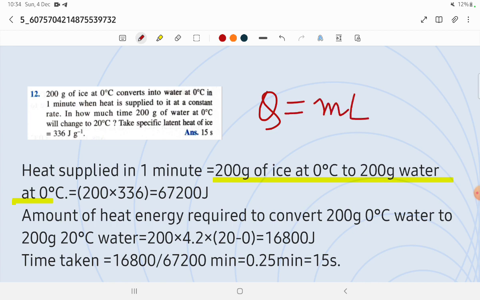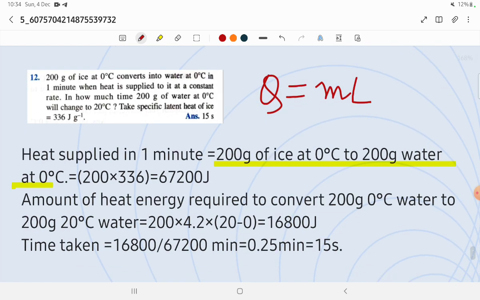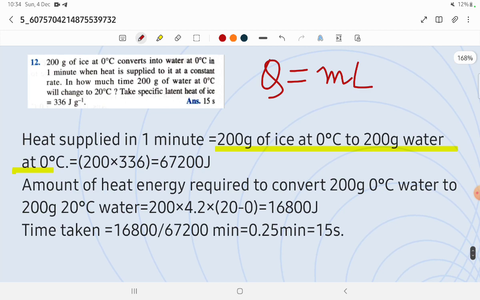So the formula used is Q equals ml. Mass is given, and the specific latent heat of ice is also given, 336 joule per gram. So it will be 67,200 joule, the amount of heat energy required to convert. Now in how much time? So this amount of heat energy is supplied in 1 minute. 1 minute means 60 seconds.